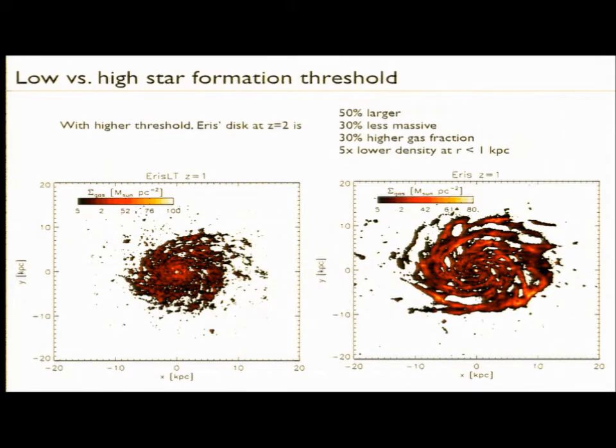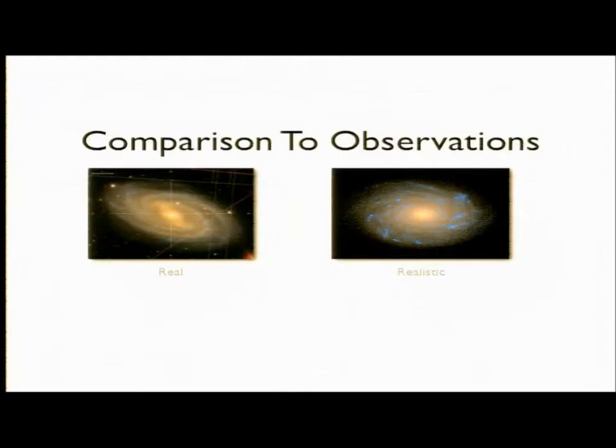This is an example at redshift 1. The disk in the low threshold simulation is much smaller than in the high threshold simulation. You see, it's 50% larger than Eris, 30% less massive. It has a 30% higher gas fraction and so forth. So that is the big difference in going from low to high threshold.